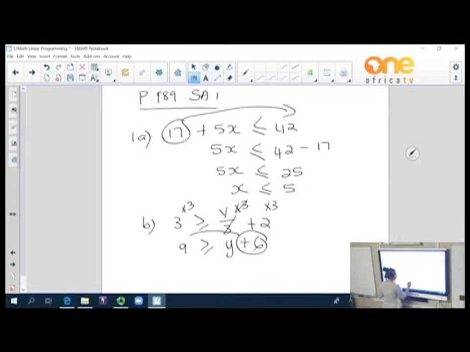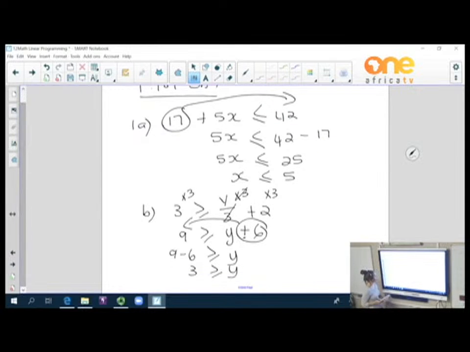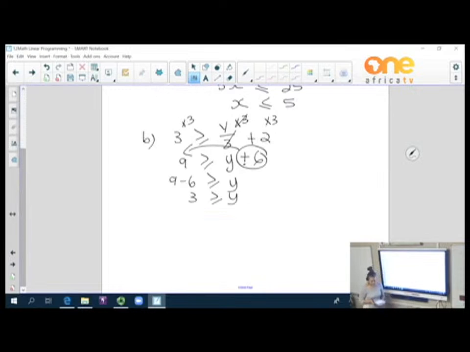Again, taking your like terms to one side, 9 minus 6, the positive 6 becomes a negative 6, will be more than or equal to y. And 3 is more than or equal to y. So there we have number 1b.